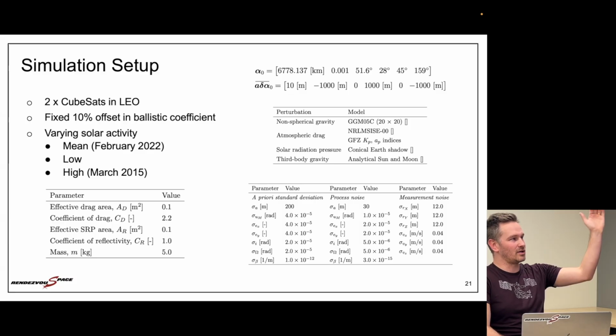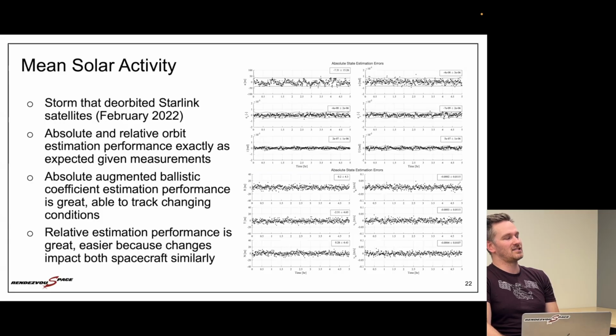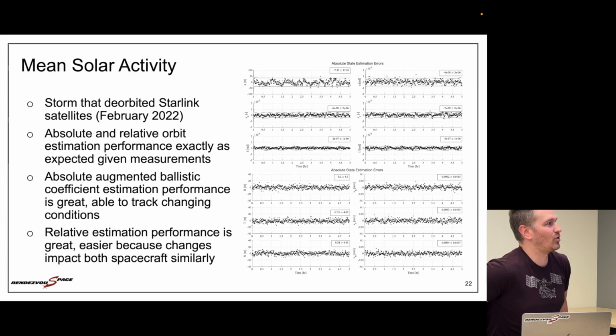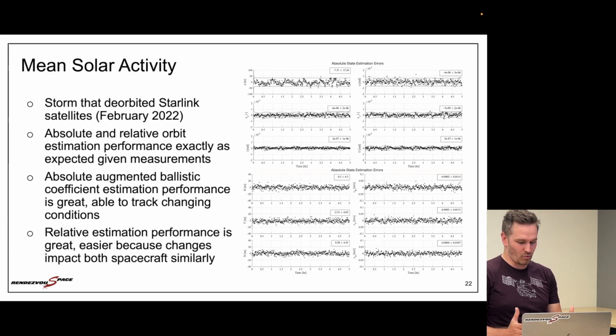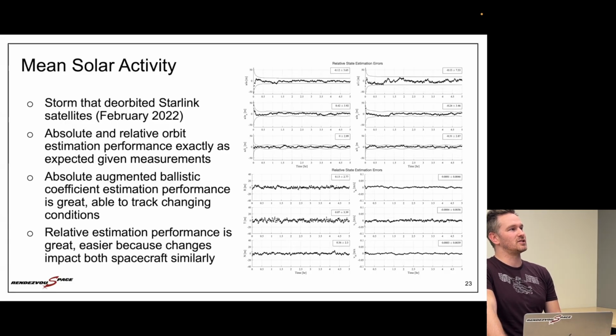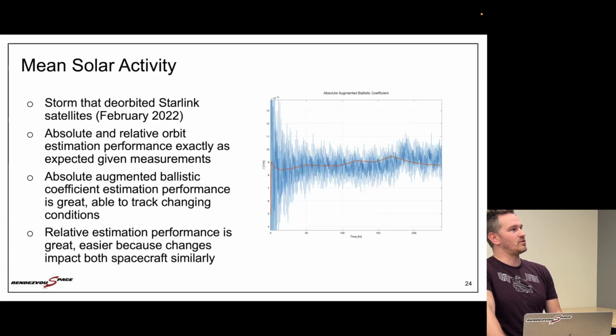And I'm going to look at varying solar activity, which is an important thing to analyze because that's where model-based methods typically break down. So this is sort of mean solar activity, and I chose as the week that I tested the incident when Starlink lost those satellites. So this was moderate solar activity with a moderate geomagnetic storm, and skipping through the orbit estimation results, which are pretty much exactly what you would expect and look good. Let's get to the drag stuff.